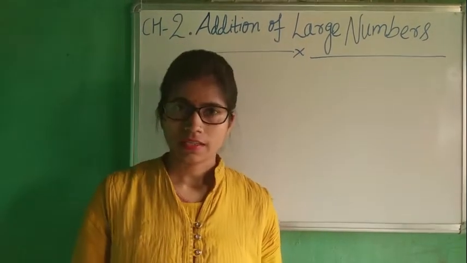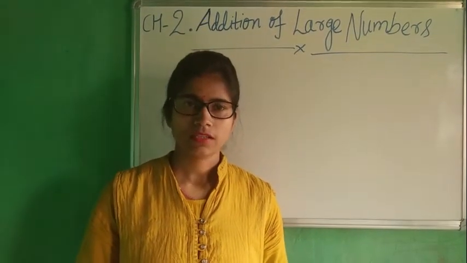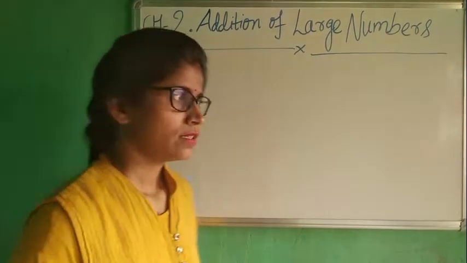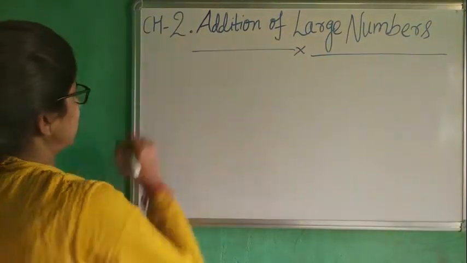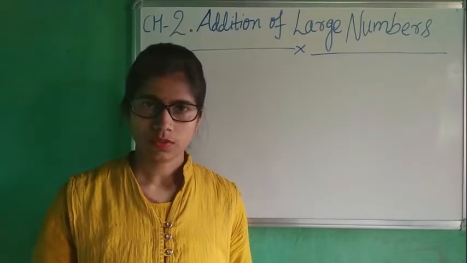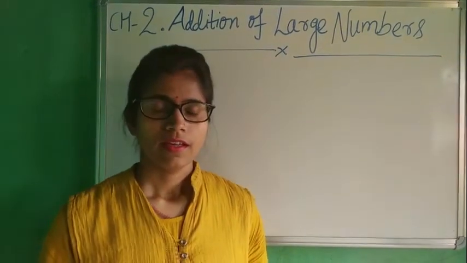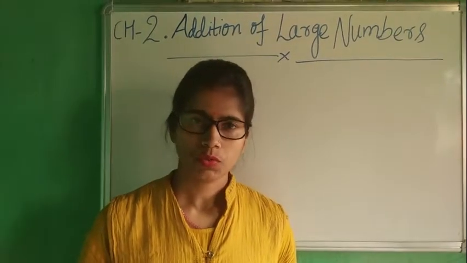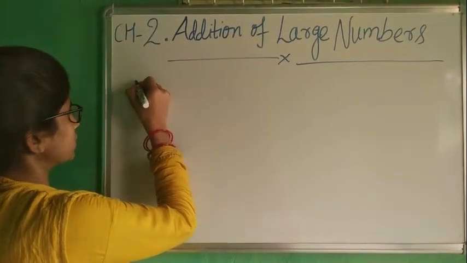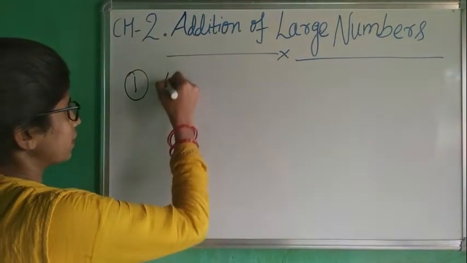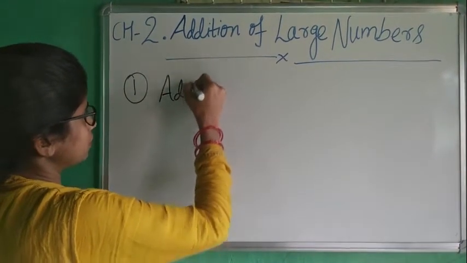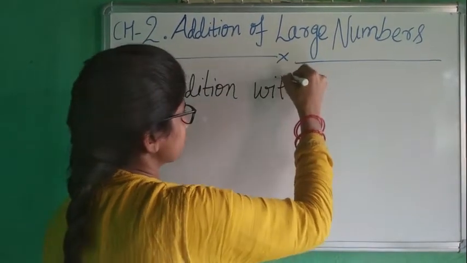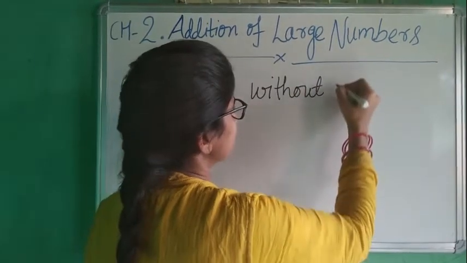To add in an easy way, it is better to place the numbers according to place value. Okay, let's see how. In addition, there are 2 rules. The first rule is addition without regrouping.